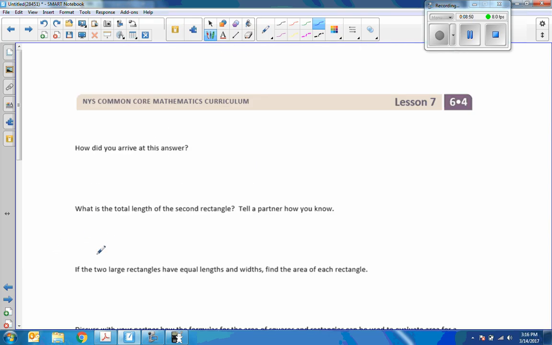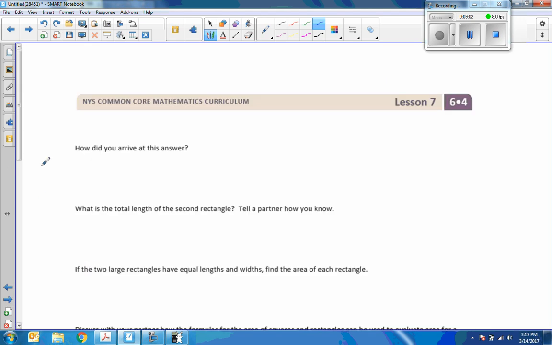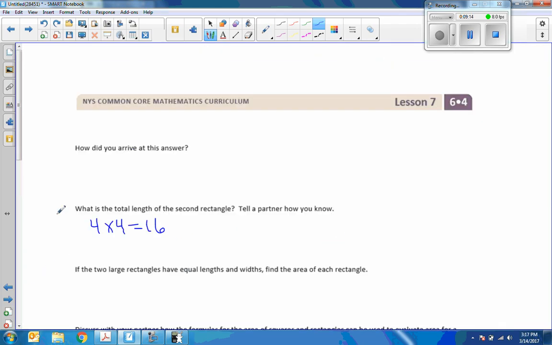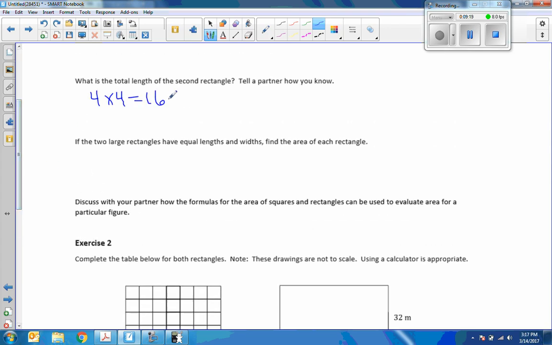What is the total length of the second rectangle? Okay, so now I'm going back. This is the second rectangle. They want to know what the total length is here. One is 4 centimeters. I have 4 of them. So I would say the total length of the second rectangle is 4 times 4, which equals 16. And make sure I get my unit of measurement here. See what I mean by going back and forth, scrolling. Okay. Centimeters. So 16 centimeters is the length of the bottom.